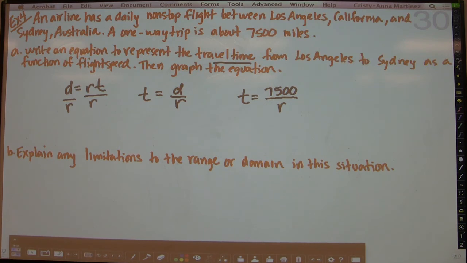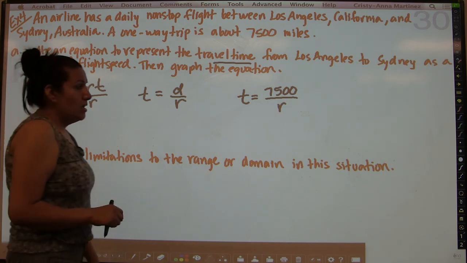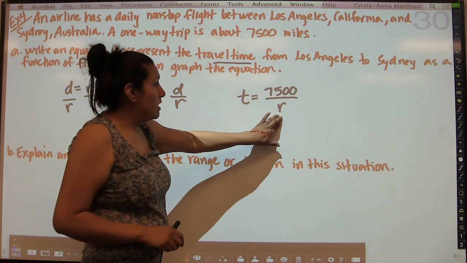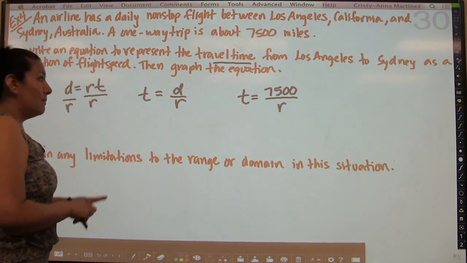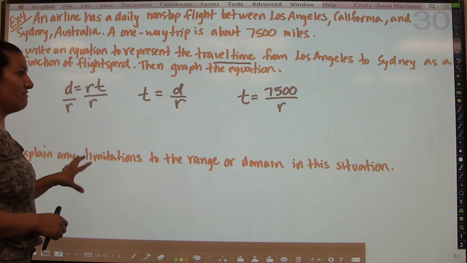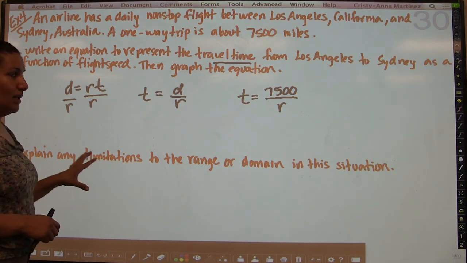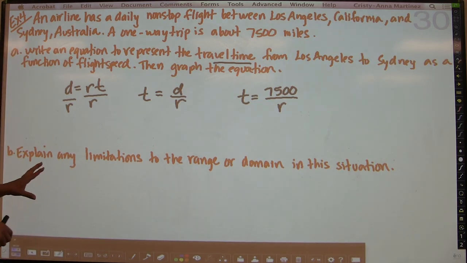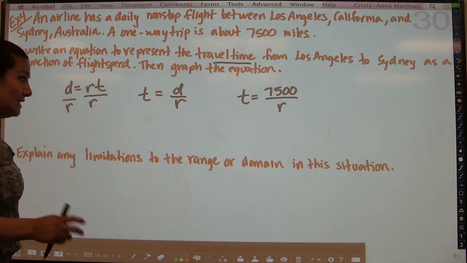Part B says, explain any limitations to the range or domain in this situation. And that we can do because we know how to deal with asymptotes. We know that this function is going to have a vertical asymptote when r is 0, because you can't have division by 0. So r cannot equal 0. But beyond that, because this is a real-life application, we can't even allow our r variable to be negative, because that would be a negative flight speed, and that wouldn't make any sense.